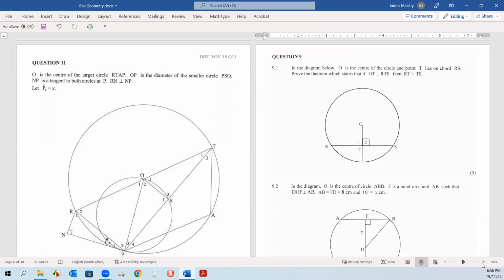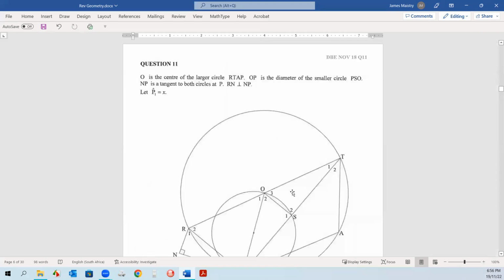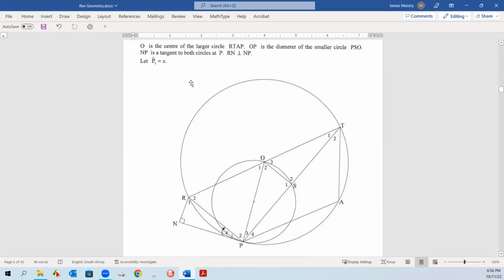Okay. It's giving me a dual screen. I don't want to see a dual screen.